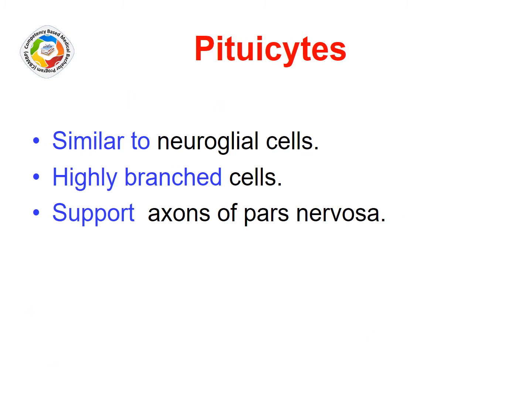Pituicytes. They are similar to neuroglial cells. They are highly branched cells. They support the axons of pars nervosa.